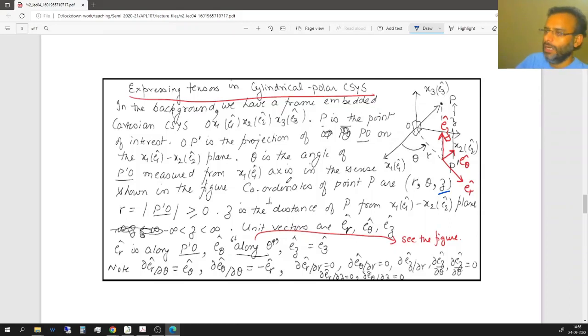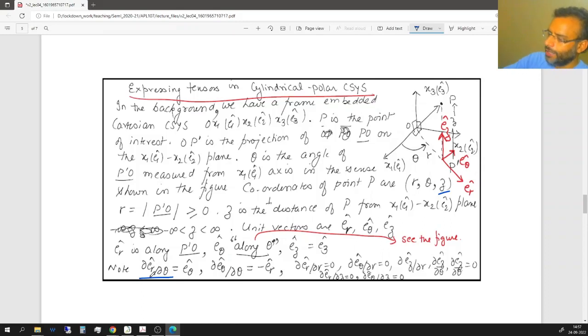Right. Now, the way we define the unit vectors in the cylindrical polar coordinate system, some of these unit vectors may change if you change theta. In other words, if you take the partial derivative of, say, ER with respect to theta, as theta changes, the direction of ER changes. So this partial derivative is not zero.